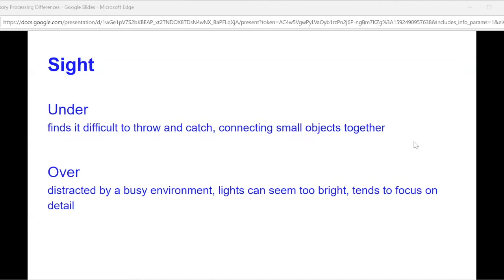And oversensitive, they can be really distracted by a busy environment. In a school, lots of displays on the wall, or busy areas, shopping arcades, supermarkets, parties, anything where there's lots of things going on. The lights can seem too bright, and very often you might see your child focusing in on detail as they're desperately trying to block out all the busy things that are around them. And sometimes when they're looking at something, the patterns or the words can appear to move.